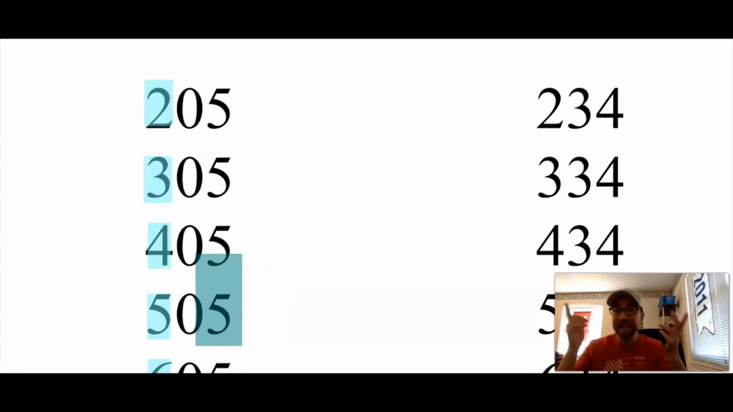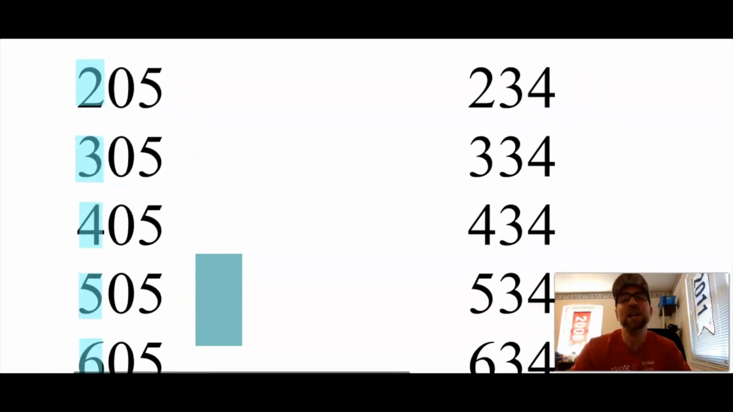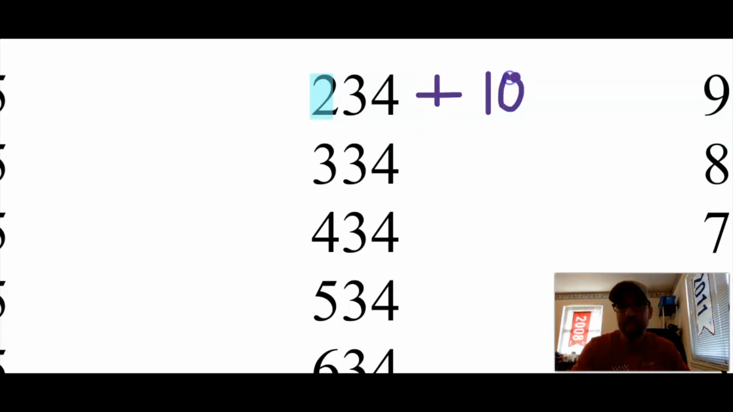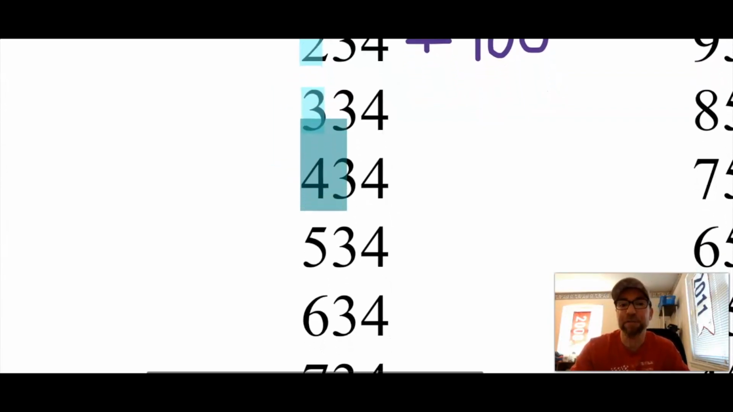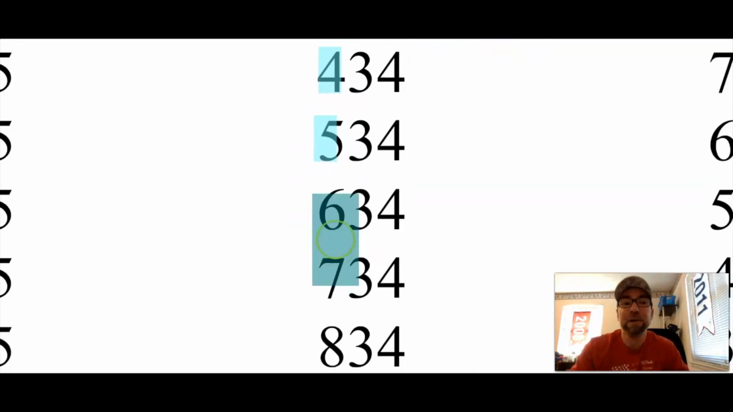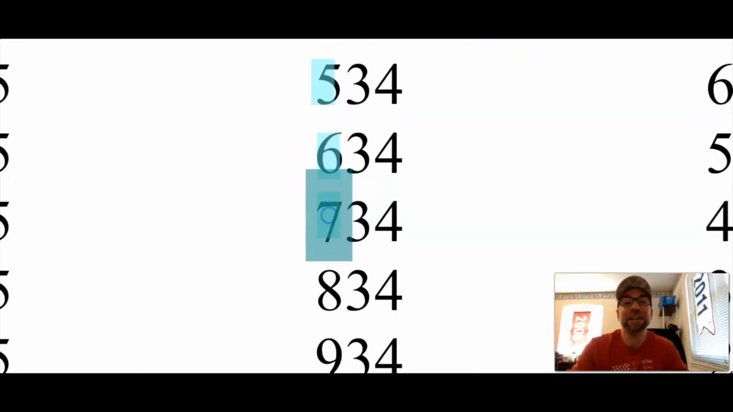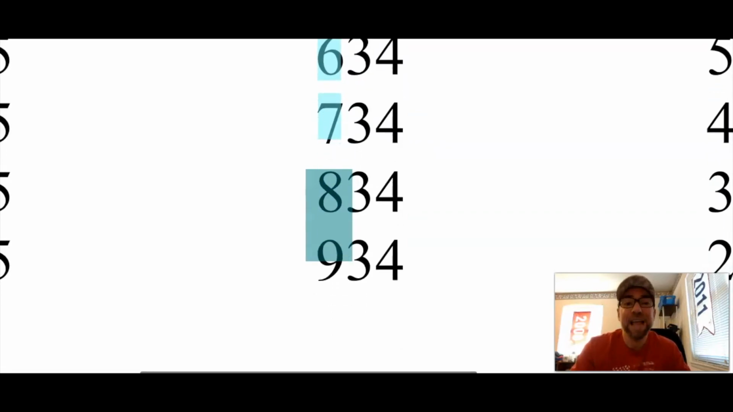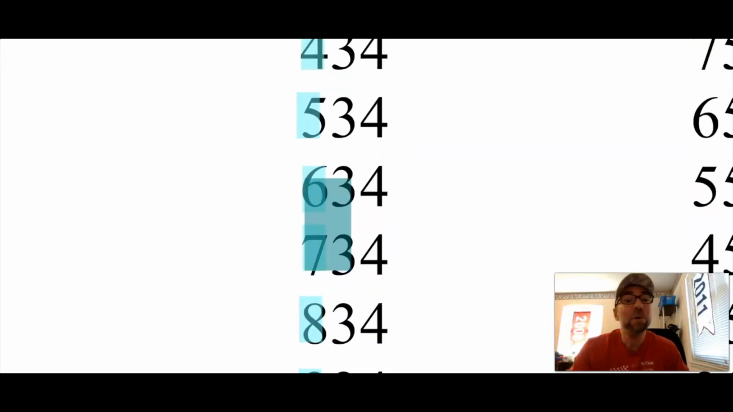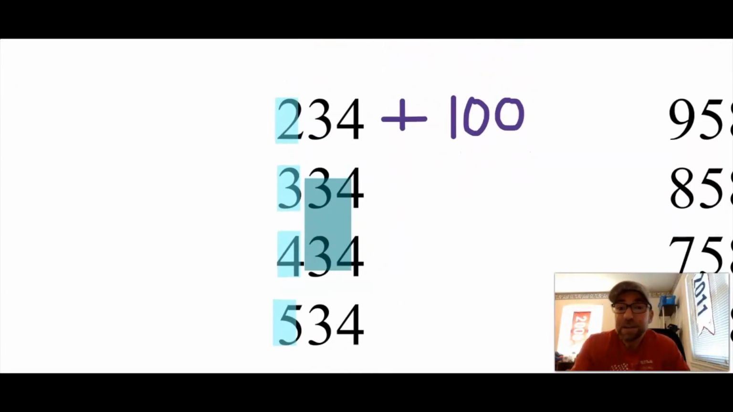So this is like adding 100 to a number. Let's try another one. This time I have 234, and I want to add 100. The only digit that's going to change is the hundreds digit. 334, 434, 534, 634, 734, 834, 934. So we can add 100 to a number.